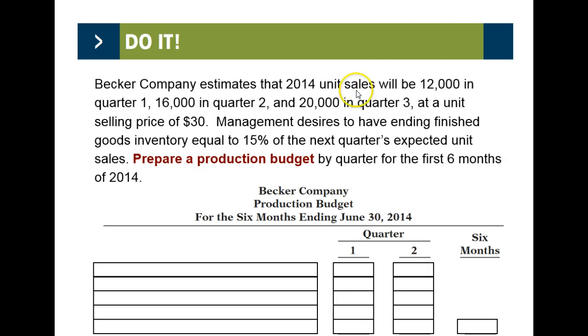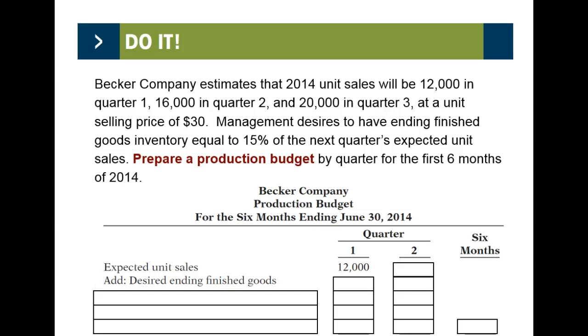So do you see unit sales are going to be 12,000 in quarter one, 16,000 in quarter two, 20,000 in quarter three, at $30. Management desires to have ending finished goods inventory equal to 15% of the next quarter's. How are we going to start this? Our unit sales are going to be 12,000. We want our ending finished goods to be what? 15% of what? The next quarter. The next quarter, 2,400.